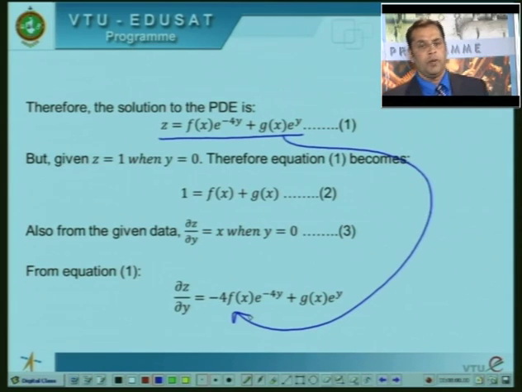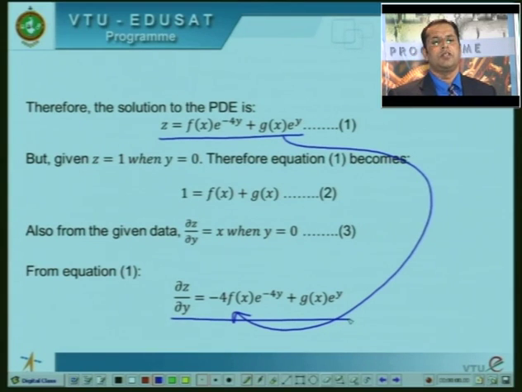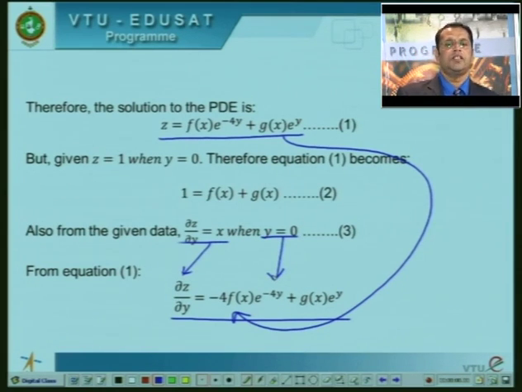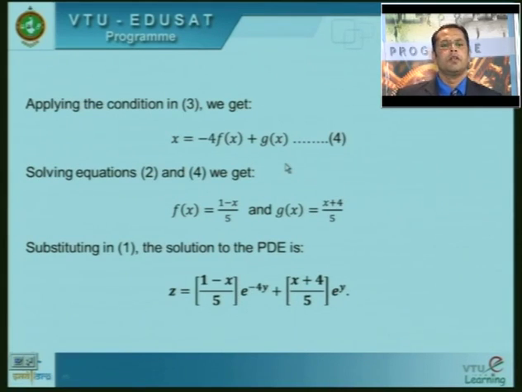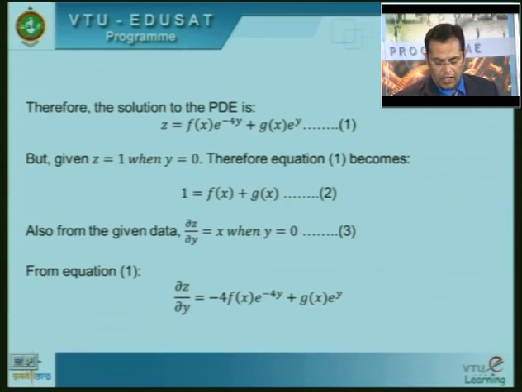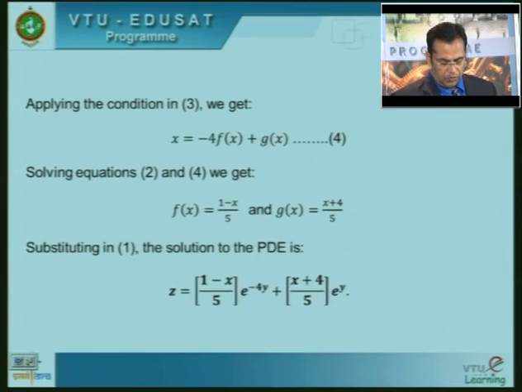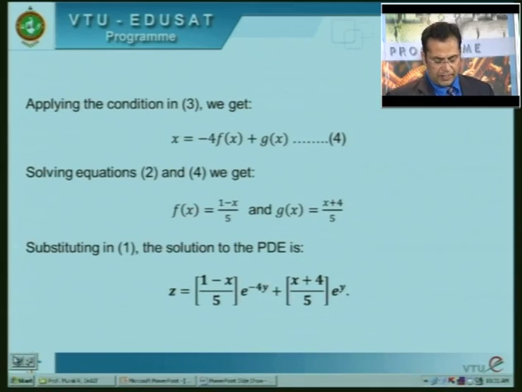From equation 1, dou z by dou y equal to f of x into, that is a constant, derivative of e power minus 4y is minus 4 e power minus 4y, plus g of x constant, derivative of e power y is e power y itself. So, once you finish calculating the derivative dou z by dou y, apply this condition, that is, in place of dou z by dou y you write x and in place of y you write 0, and because e power 0 is 1, it gives you x equal to minus 4 f of x plus g of x, and already in equation 1 you have 1 equal to f of x plus g of x.